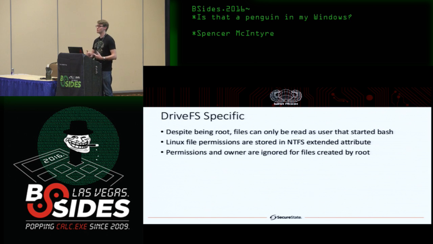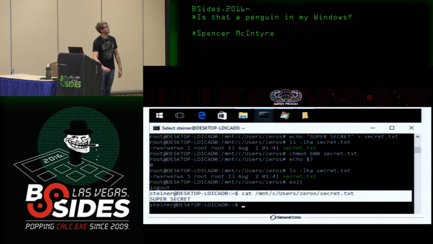In addition, if they drop out of root permissions, because you actually can't change the 777, you can still access the file. So what's kind of interesting is that within the DriveFS, the permissions are not honored the way you would expect them to be. All right, so here's kind of an example of this.